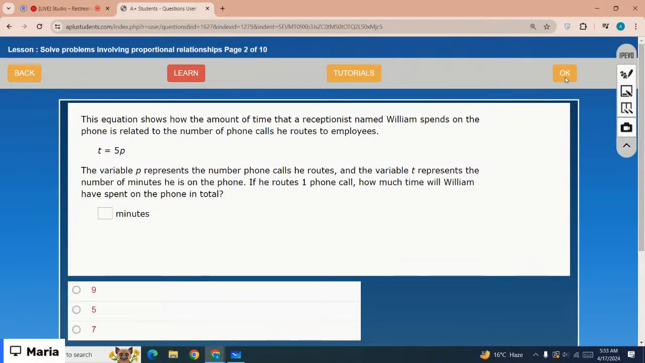This equation shows how the amount of time that a receptionist named William spends on the phone is related to the number of phone calls he routes to employees. T equals 5p. The variable p represents the number of phone calls he routes, and the variable t represents the number of minutes he is on the phone. If he routes one phone call, how much time will William have spent on the phone in total? So which is the correct option?